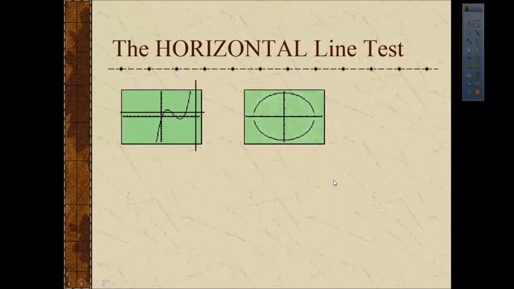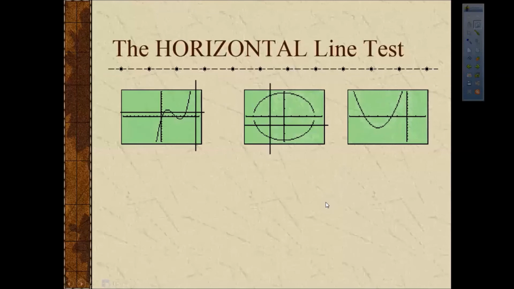Here's another example. Well, this one fails the vertical line test. So it's not even a function, much less a one-to-one function. It also fails the horizontal line test. So not a function, definitely not one-to-one.